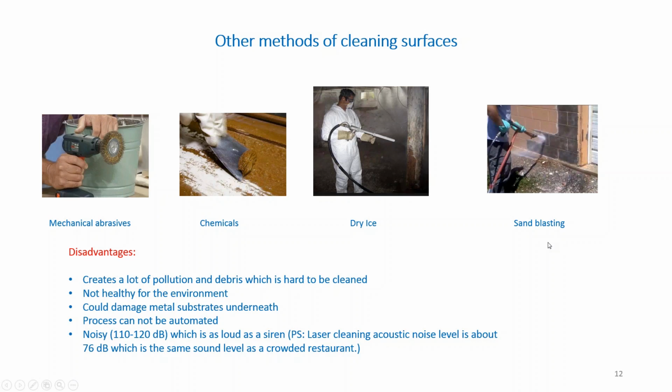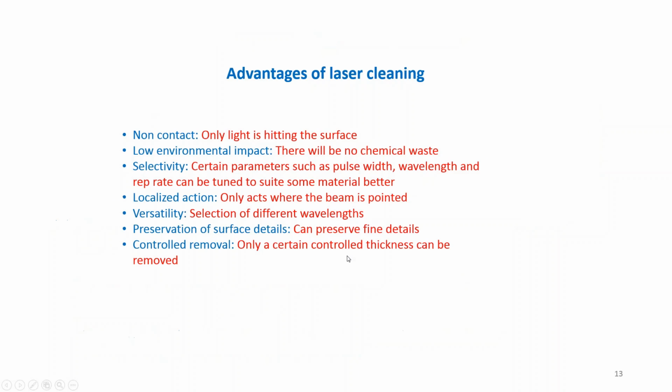And then you have these dry ice and sandblasting methods, where you send high velocity dry ice or sand through a nozzle and clean the surface. Usually these methods produce a lot of environmental pollution, because they use water sometimes, and the water mixed with the dirt that is coming off from the surfaces has to be taken care of. It's an environmental hazard. So what are the other disadvantages?